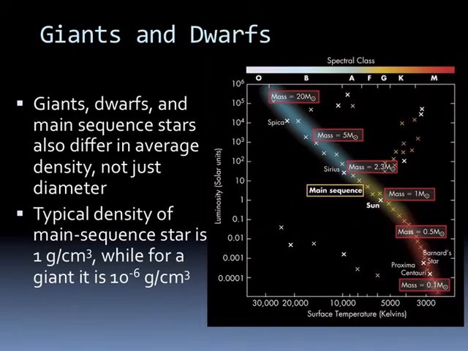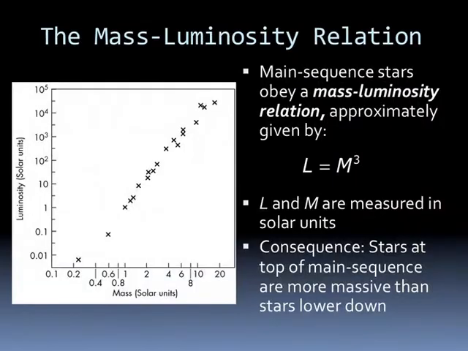Giants, dwarfs, and main sequence stars also differ in average density, not just diameter. Typical density of main sequence stars is about 1 gram per cubic centimeter, while for a giant it's about a millionth of that. Now, when putting all of this together on the HR diagram, another relation was discovered: the mass-luminosity relation. Main sequence stars obey this, and it's approximately given by luminosity equals mass cubed, when luminosity and mass are measured in solar units. Consequently, stars at the top of the main sequence are more massive than the stars lower down.